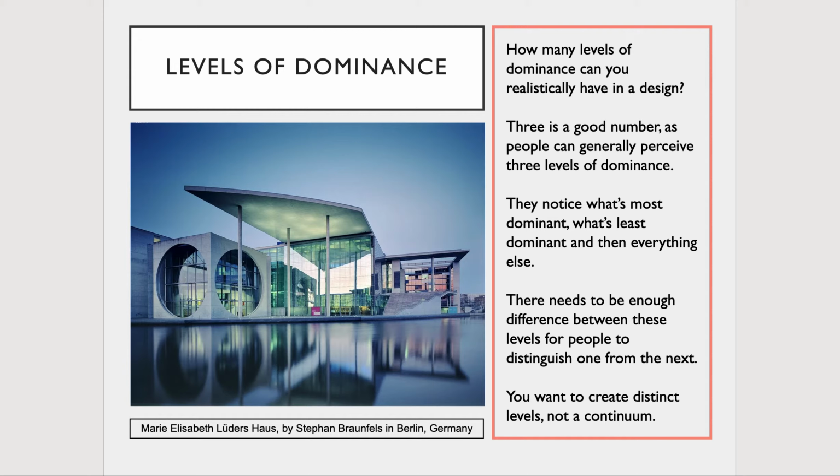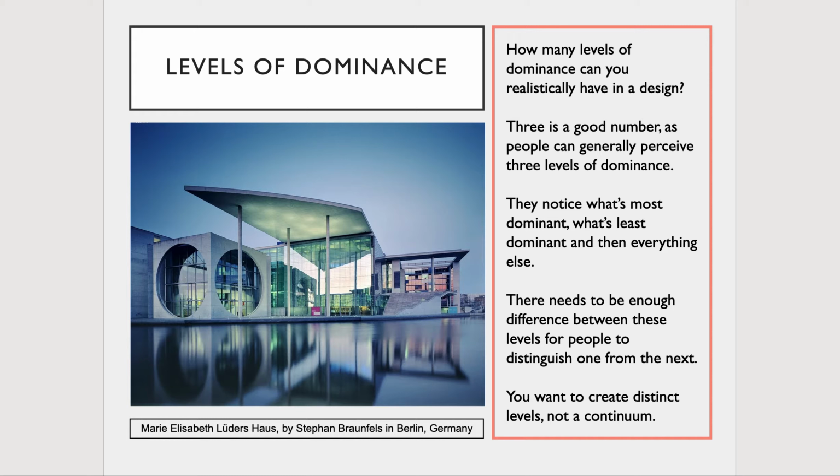How many levels of dominance can you realistically have in a design? 3 is a good number. 3 is almost always a good number, as people can generally perceive 3 levels of dominance. We want to work with the human brain's ability to see things.